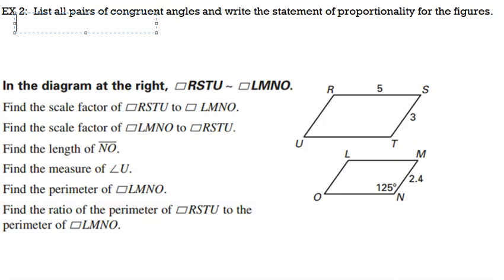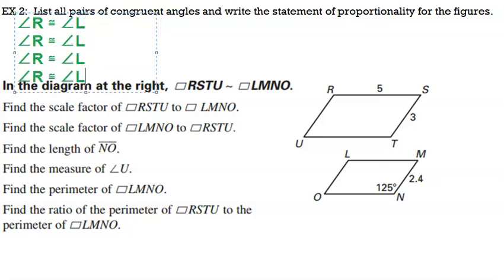So I'm going to go in alphabetical order here on top. And I'm going to say angle R is congruent to angle L. I'm going to try to save us some time here. You're quicker at writing it than I am at typing it. So let's just go through here, and we're just going to match up each one. R and L match, S and M match, T and N match, and U and O match.